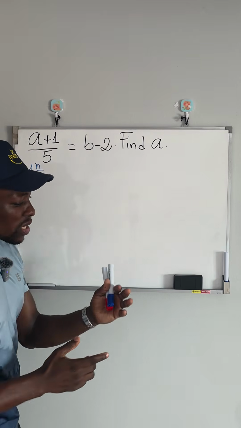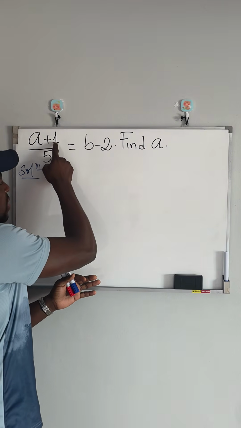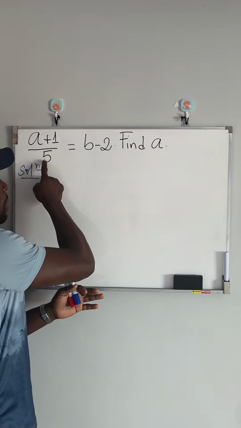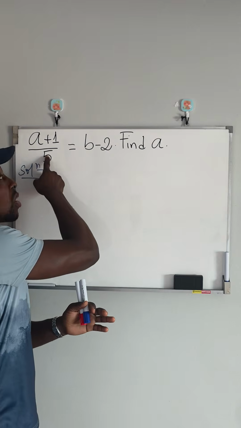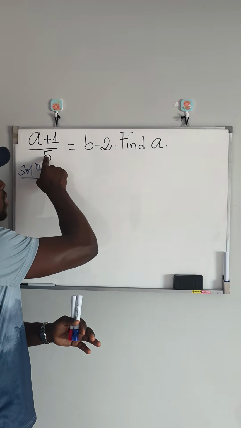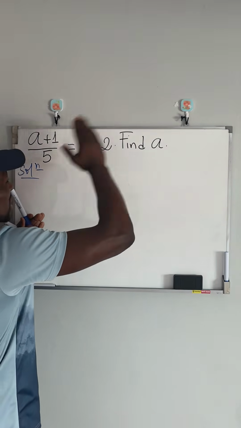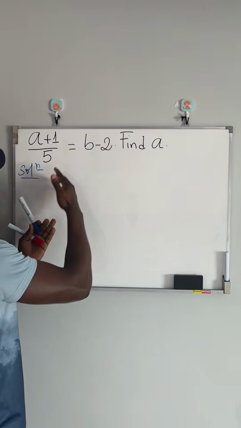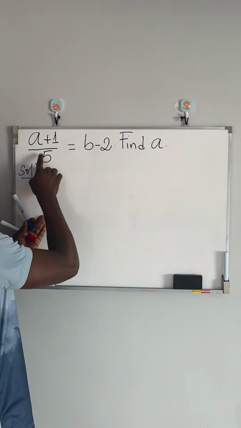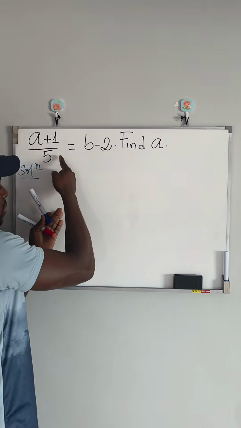So most candidates will feel tempted to say it's very easy to take away this 1 here by sending it to the other side. But hey, you can't do anything as long as there's this 5 in the denominator. So the first step is to get rid of this denominator. How do we do it? By multiplying either side by 5. Why multiplying? Because this came about here by division. So to do away with it, we will do the opposite of division, which is multiplication.